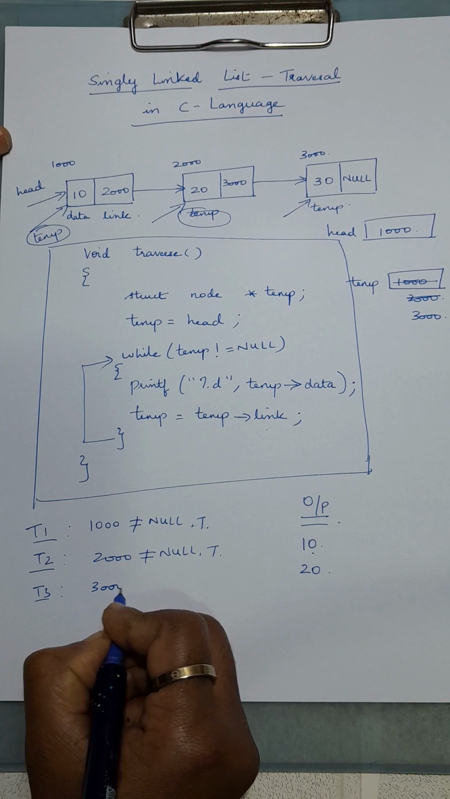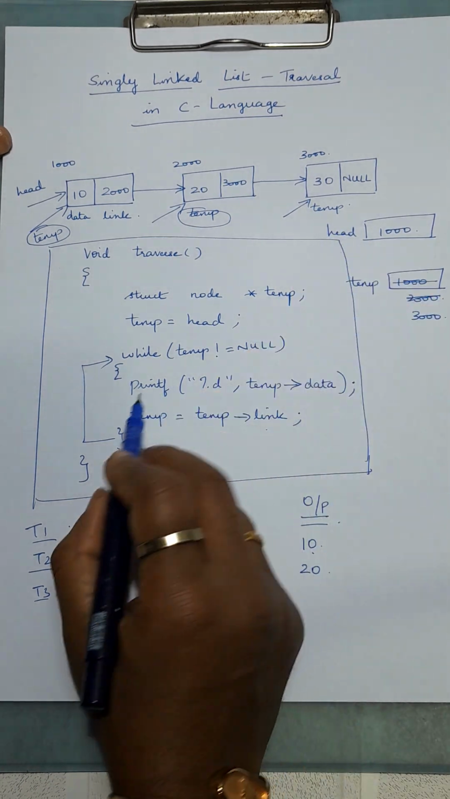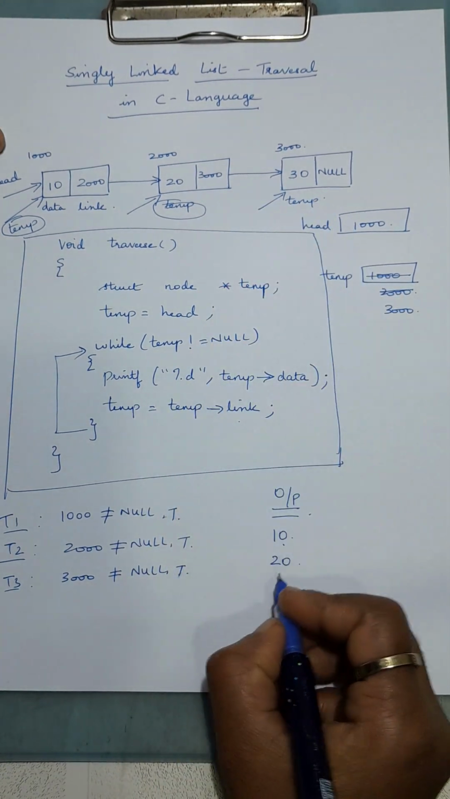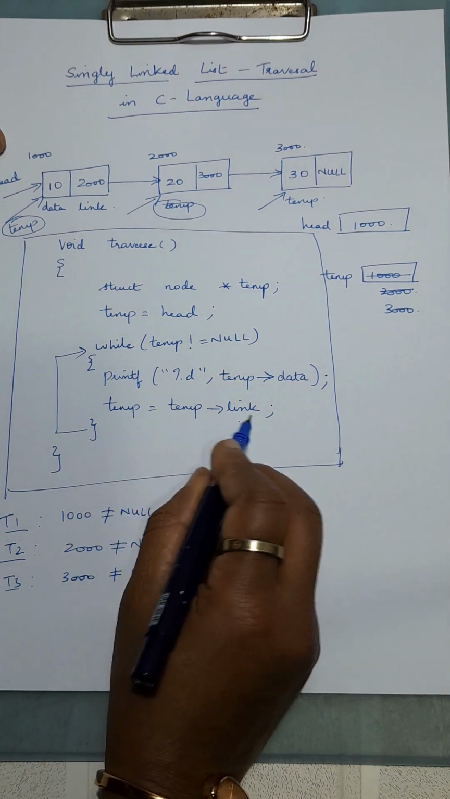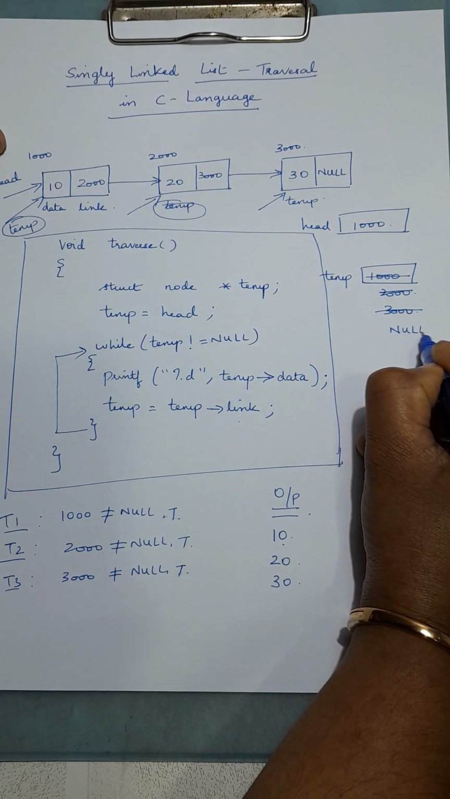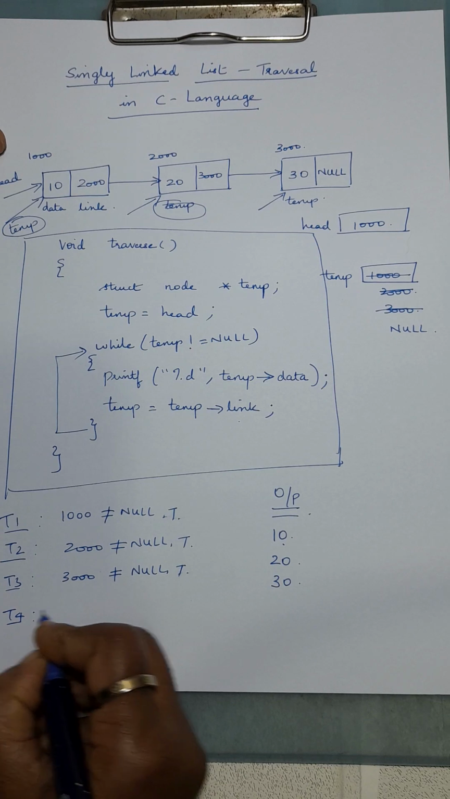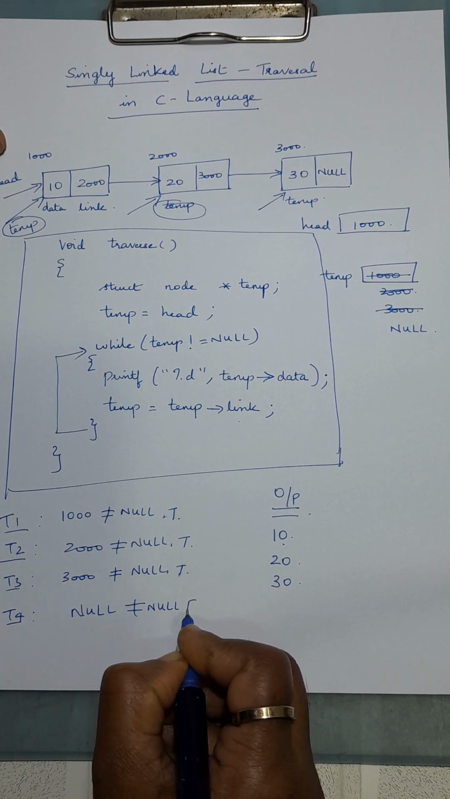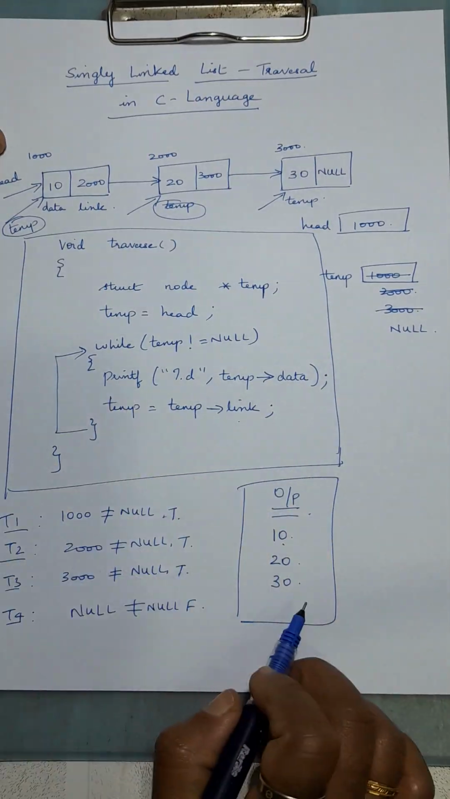Temp is 3000. 3000 is not equal to null, so it is true. So it enters printf %d temp pointing to data. Okay, what is temp pointing to data? 30. So 30 will be displayed. Then temp is equal to temp pointing to link. What is temp pointing to link? It is null. So from 3000 it will be replaced with null. Again it goes back. While temp not equal to null, trace 4. What is the temp value? Null is not equal to null is false, which means it comes out of the loop. So finally my program terminates.